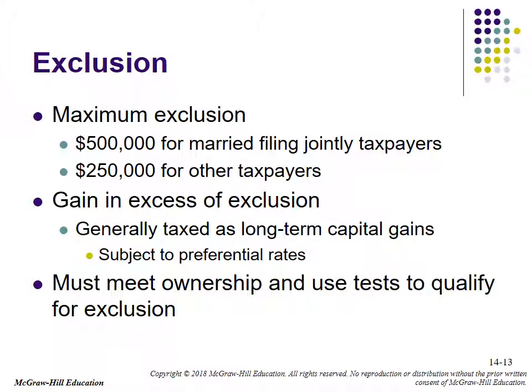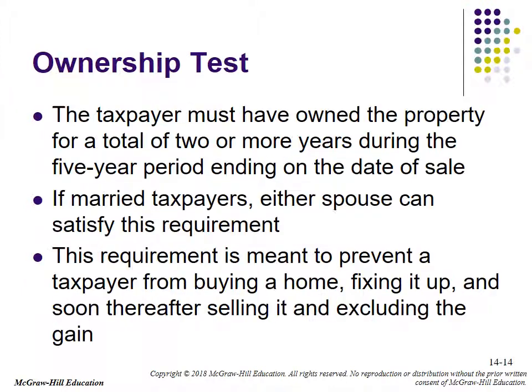Now, here's the key. You must meet ownership and use tests to qualify for this exclusion. What is the ownership test? The taxpayer must have owned the property for a total of 2 or more years during the 5-year period ending on the date of the sale. So you've owned it for at least 2 of the 5 years.